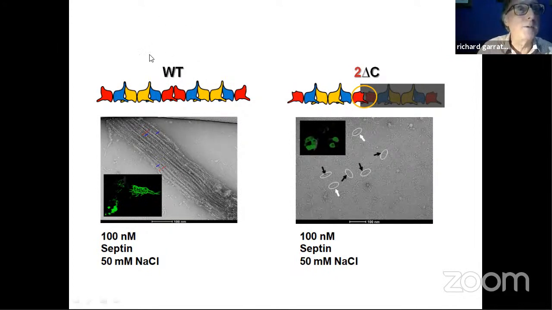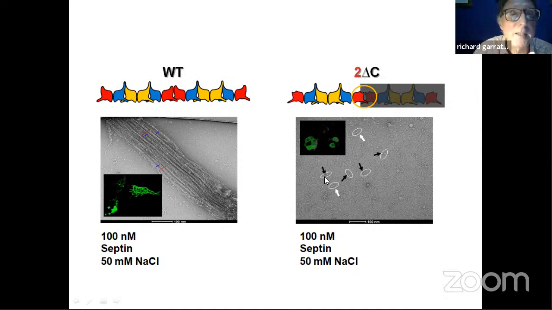So if we take the wild type, in other words, the normal septins, which have the C-terminal intact, and we look at those intracellularly with a marker protein, we can see green filaments being formed here. And if we look at them with negative stain in the microscope, we can see bundles of filaments being formed here. But if we remove that part of the protein from the red septin, what seems to happen is that that septin is no longer able to polymerize.